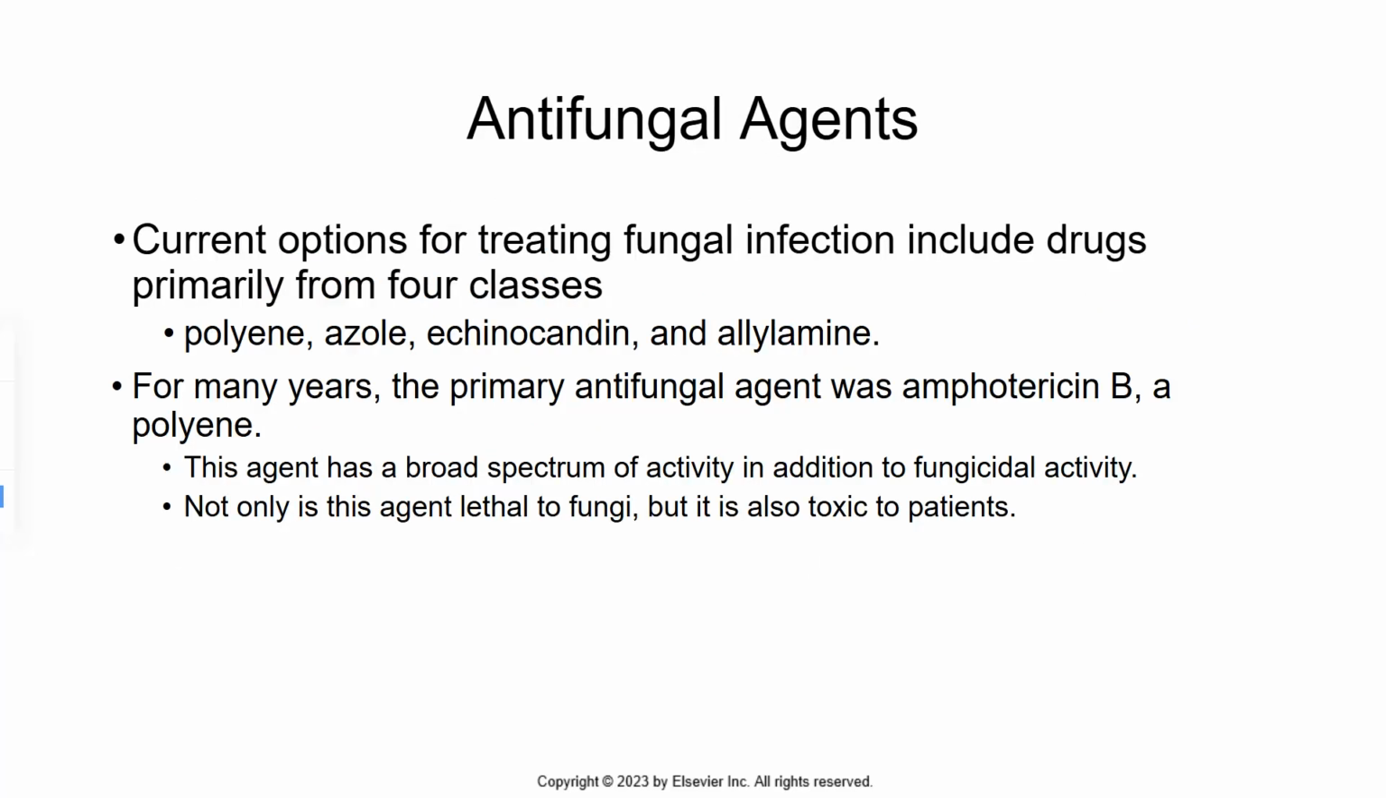Antifungal agents. Current options for treating fungal infections include drugs primarily from 4 classes: polyene, azole, echinocandin, and allylamine. For many years, the primary antifungal agent was amphotericin B, a polyene. This agent has a broad spectrum of activity in addition to fungicidal activity. Not only is it lethal to fungi, but it's also toxic to patients.